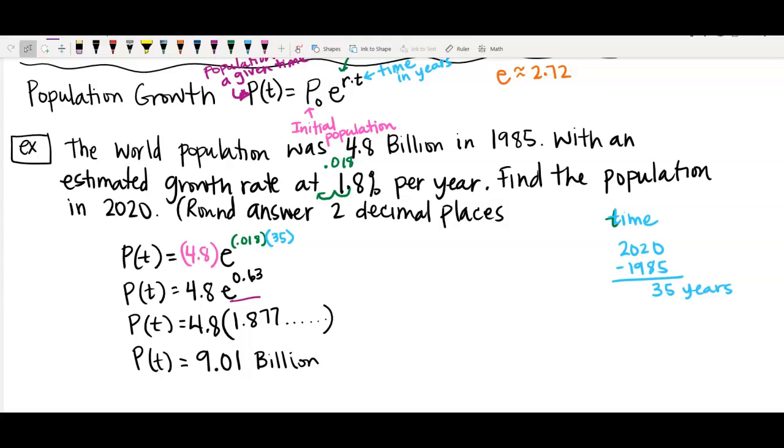Let's see if there was... Is this kind of like a statistics problem?